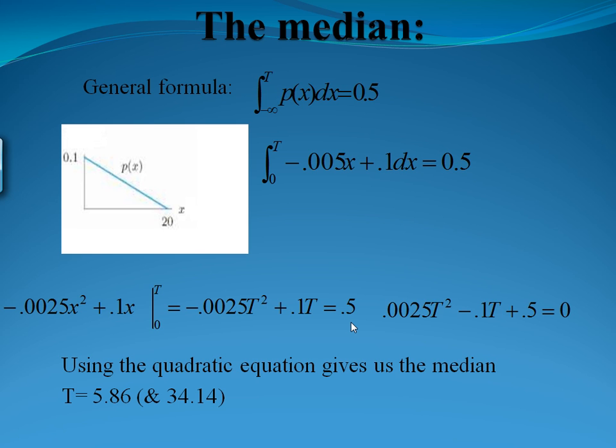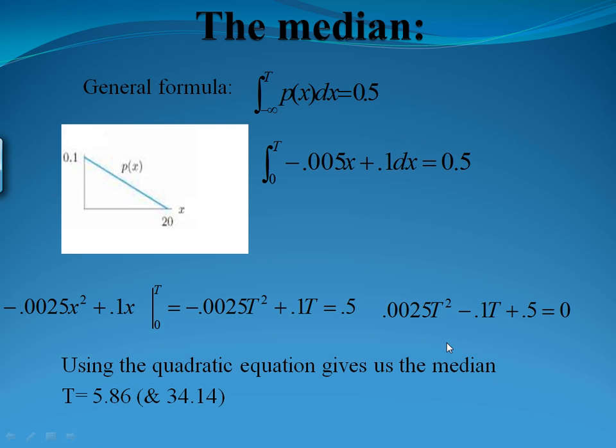So again, when we have a squared term, we want to put everything on one side of the equation. So bringing this term over to the right and the 0.1 t term over to the right, we get 0.0025 t squared minus 0.1 t plus 0.5 equals 0.